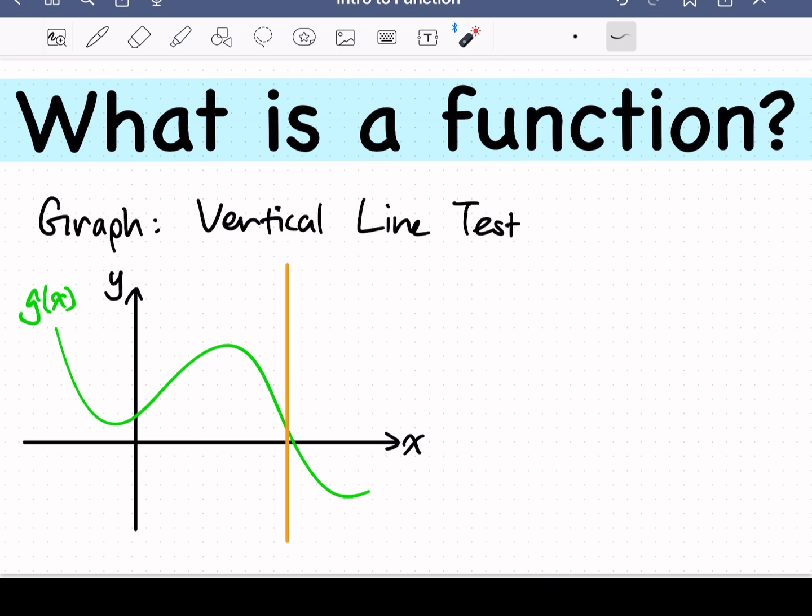You can observe that at every single point, there is only one intersection. And what is the meaning of this vertical line test? It means that for each x, or each input, there is only one corresponding y value, or output. So this is exactly the same as the definition of a function. Again, a function represents a relationship between the input and output. And if I want to call a relationship a function, then one input should correspond to only one output.